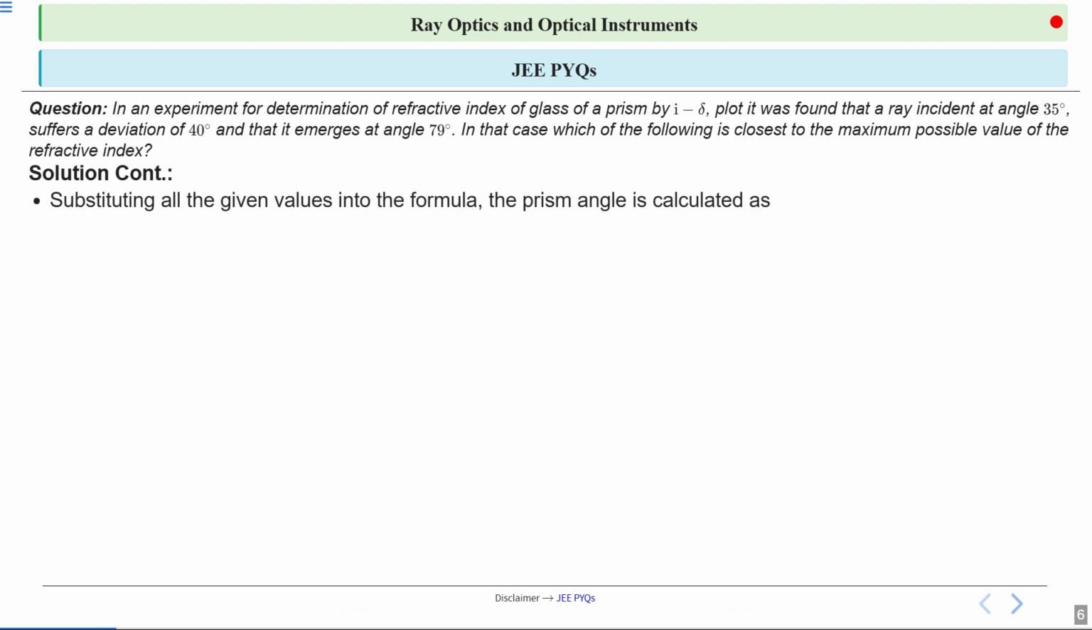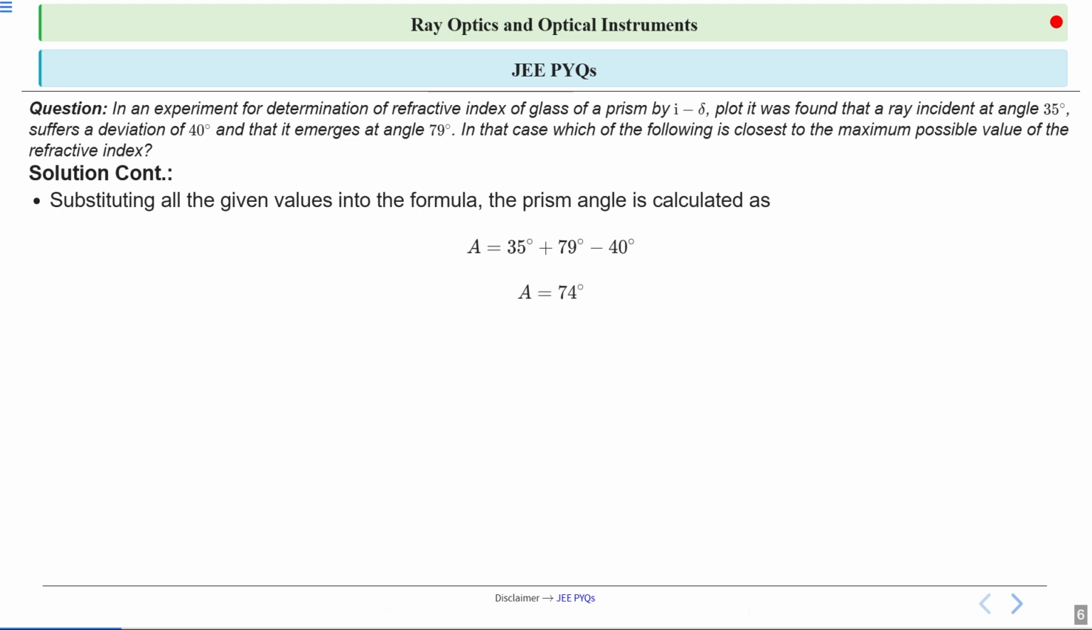So to start solving, we need to calculate the prism's angle. We will substitute the given values into the formula. This step is crucial as it helps us understand the geometry of the prism, which is essential for determining the refractive index. Here we apply the formula A equals 35 degree plus 79 degree minus 40 degree. This equation helps us find the prism angle, which is a key component in calculating the refractive index. Notice how each angle contributes to the final calculation.